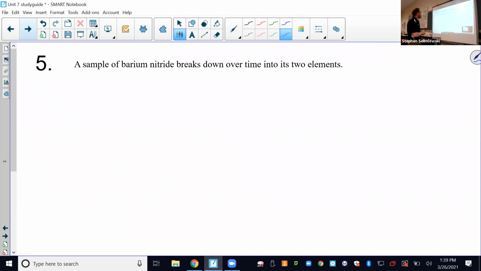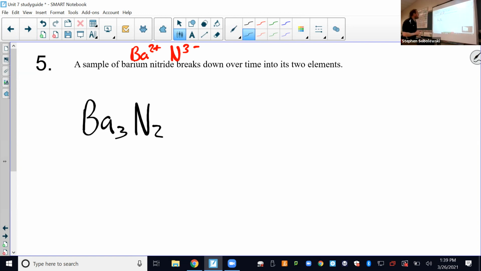Number 5, a sample of barium nitride breaks down over time into its 2 elements. Barium nitride, Ba, 2 plus, nitride, careful, not to be confused with nitrate or nitrite. Those are both polyatomic ions. But nitride is just regular old N with a charge of 3 minus. So barium nitride is Ba3 N2. Breaks down over time into its 2 elements.